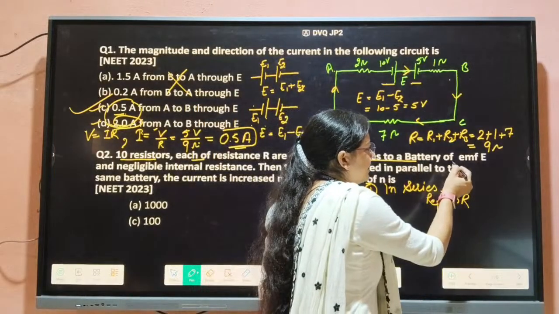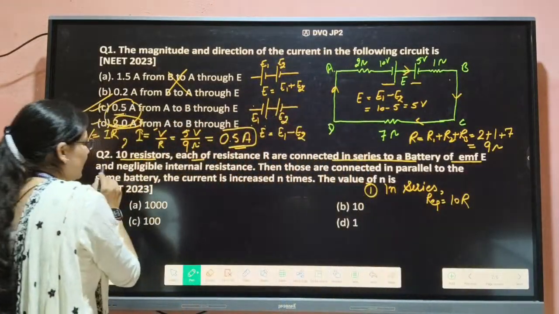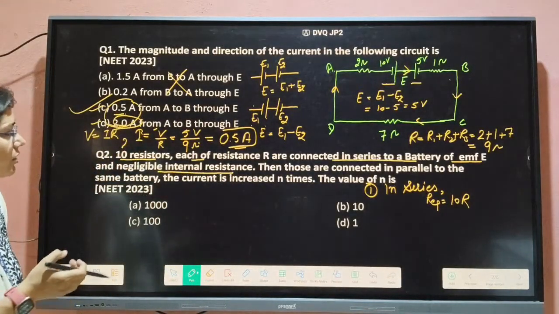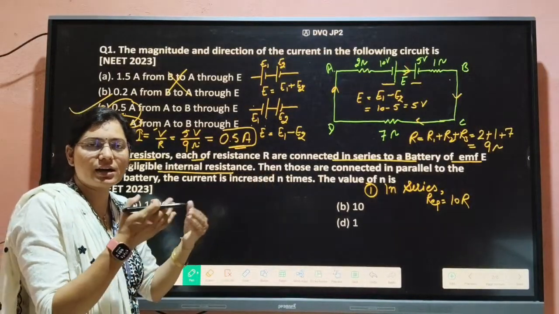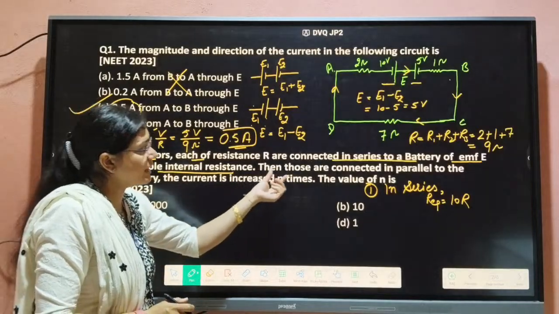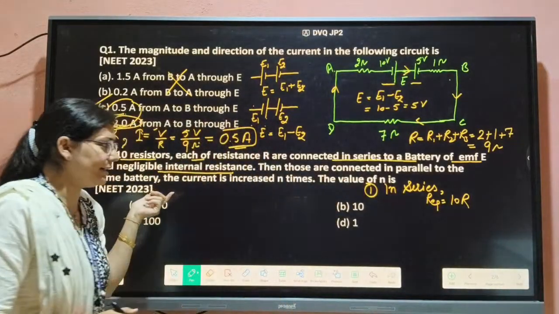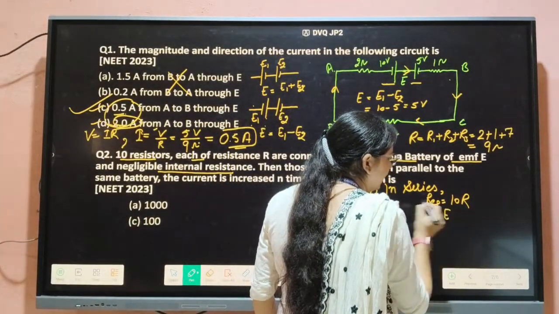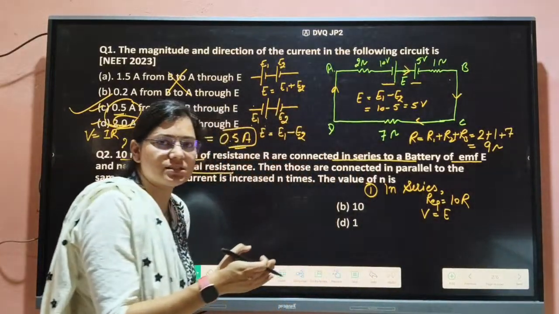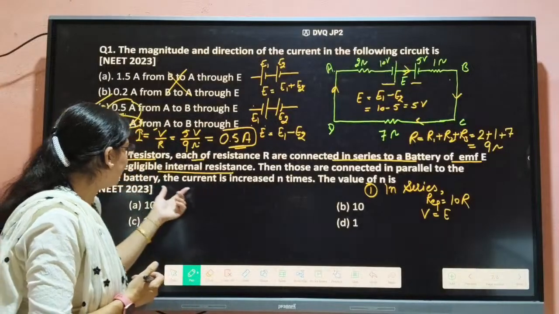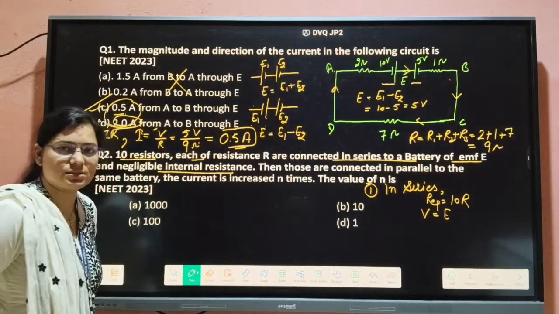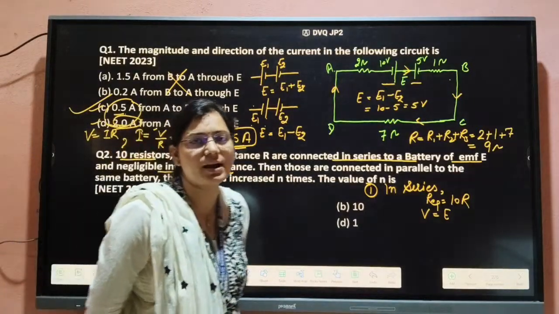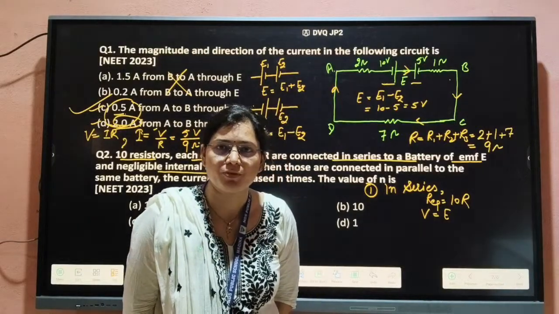These are attached to a battery of EMF E with negligible internal resistance. We are not taking the internal resistance of the battery into account; we are including only the external resistances which we connect externally in our circuit. Then those are connected in parallel to the same battery. Initially the voltage is given as E. Next, when the same resistances are connected in parallel, the current will increase n times. As we connect the resistances in parallel, the resistance will be less in a parallel connection.